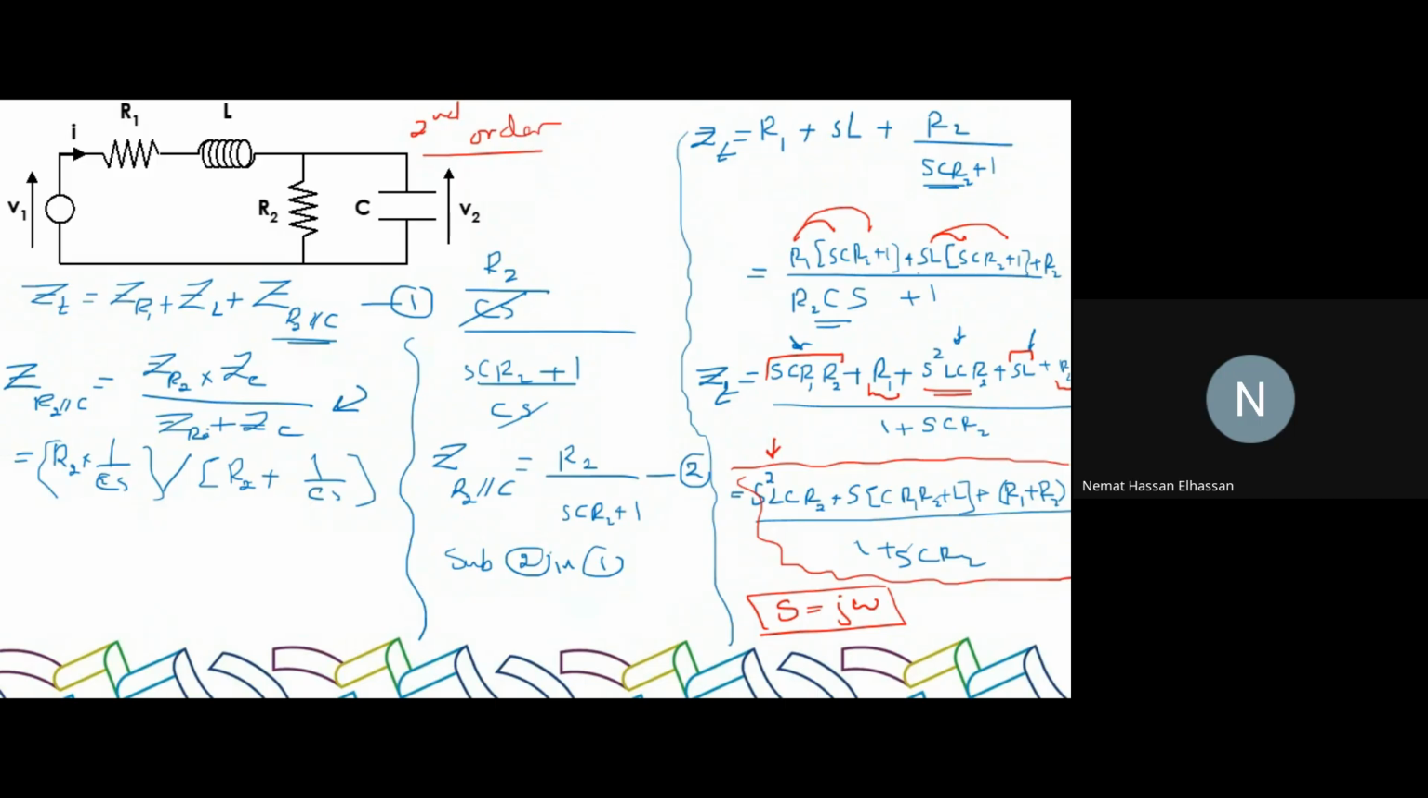And in general, these are the three rules that we've used to establish this. Let's write them here: ZR is equal to R, ZL is equal to SL, ZC is equal to 1 over SC. We use these three rules and then we treated the circuit as if it's a regular resistive circuit.